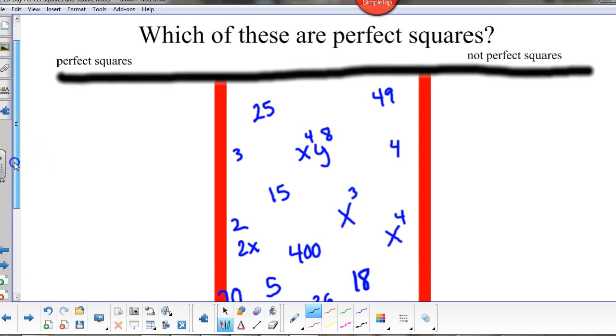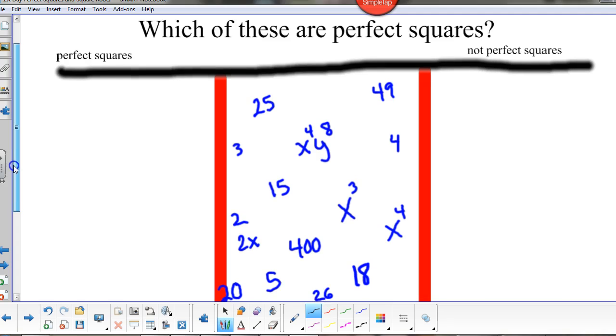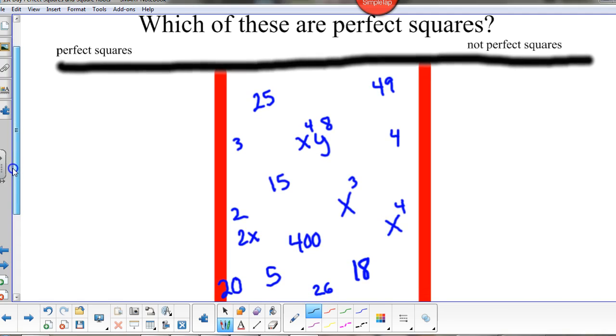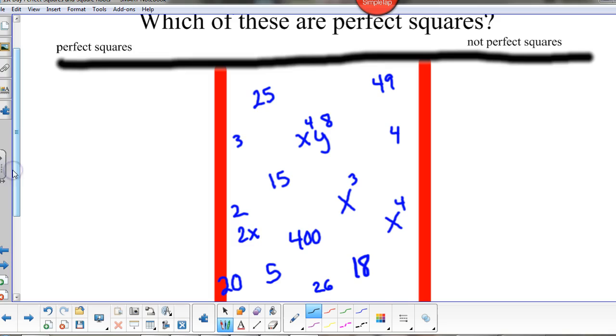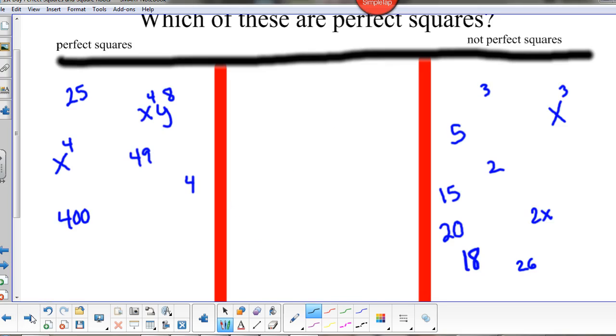So I want you to take a moment and just kind of put these into two categories. All right, which of these would you classify as perfect squares and which not? So take a few minutes and see if you can. Like 25 is a perfect square, so we'd slide it over here. All right, 3 obviously not. So go ahead and try to see if you can get the rest of these into those two categories. And then pause the video and then come back. Okay, how'd you do?